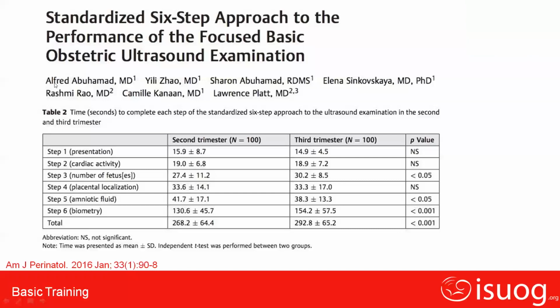I have a question, whether you can answer, or Professor Khurana. In this particular table, for presentation, cardiac activity and placental localization, these 3 points in the 6-step approach, why is the p value not significant? In this table you see step 1, step 2 and step 4, that means presentation, cardiac activity and placental localization. All the rest are highly significant in the approach, but these 3 are not significant. Can you explain? Professor Khurana, would you like to throw light on this?